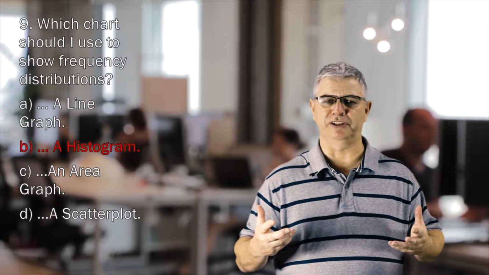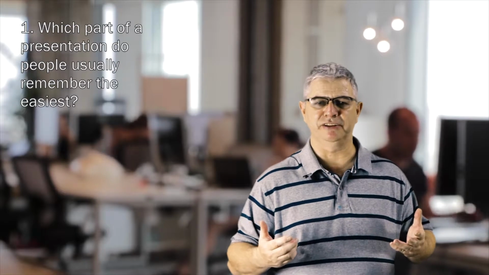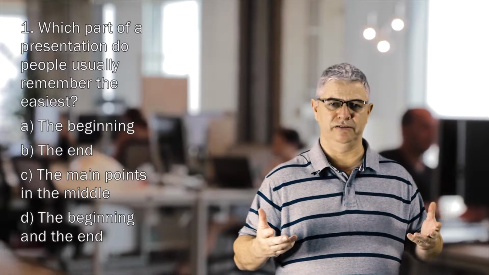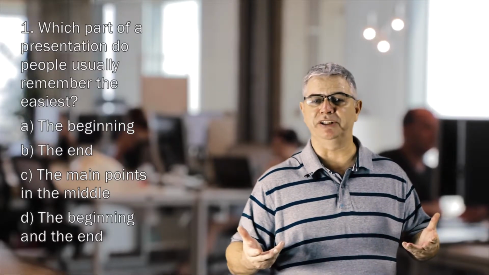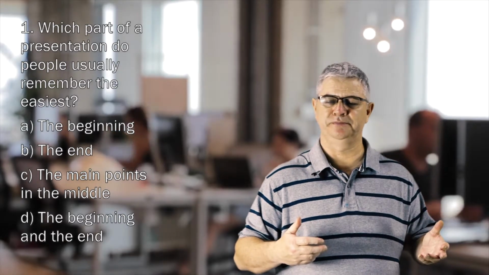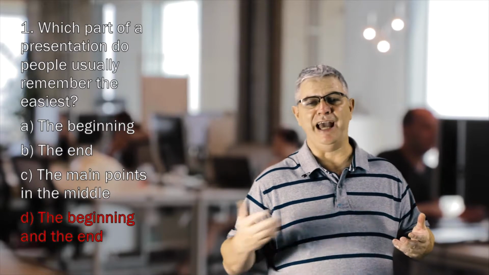The next group of questions that we came to in this lesson was section 3.8, where we had reading comprehension questions on parts of a presentation. Question 1. Which part of a presentation do people usually remember the easiest? Is it A, the beginning, B, the end, C, the main parts in the middle, or D, the beginning and the end? The answer is D, the beginning and the end.